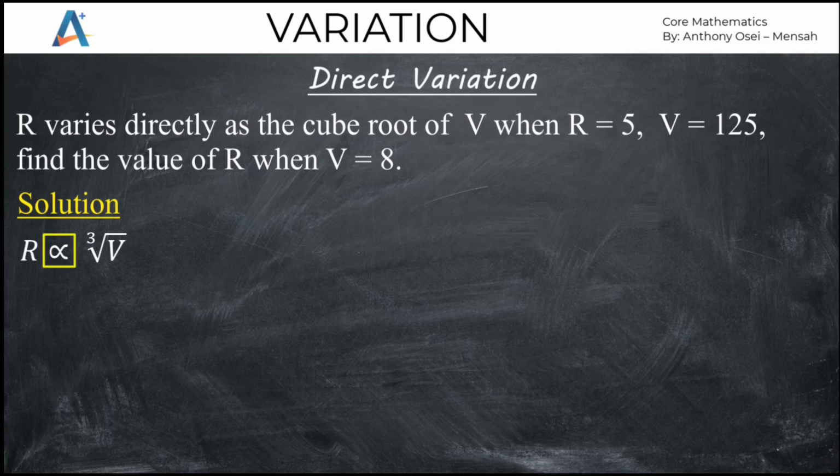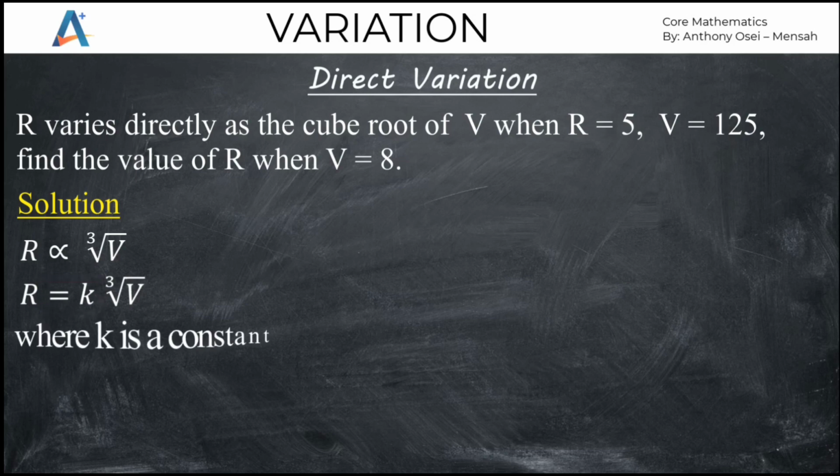That, everybody must know. So it becomes r is equal to k, then the cube root of v will come. So don't forget, equal to k is represented in place of the variation sign. I'm trying to say that variation has been changed into equal to the constant, where k is a constant.